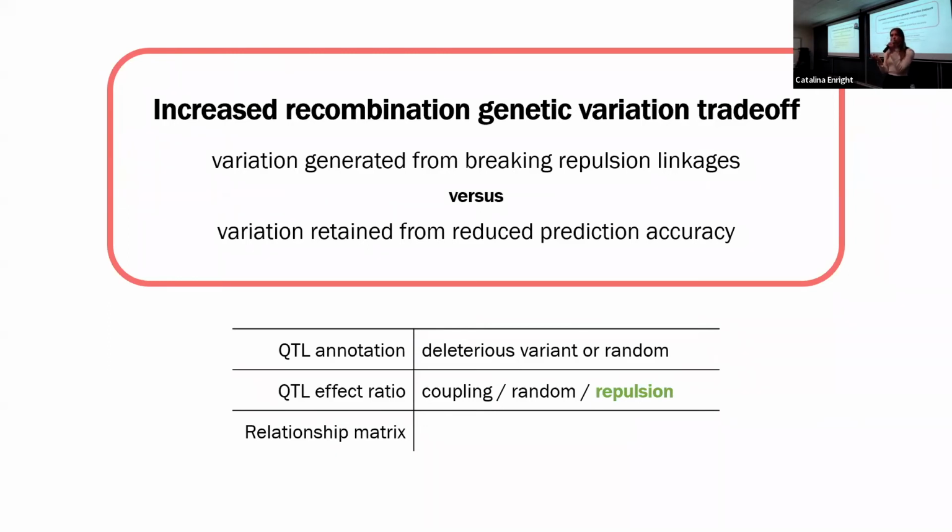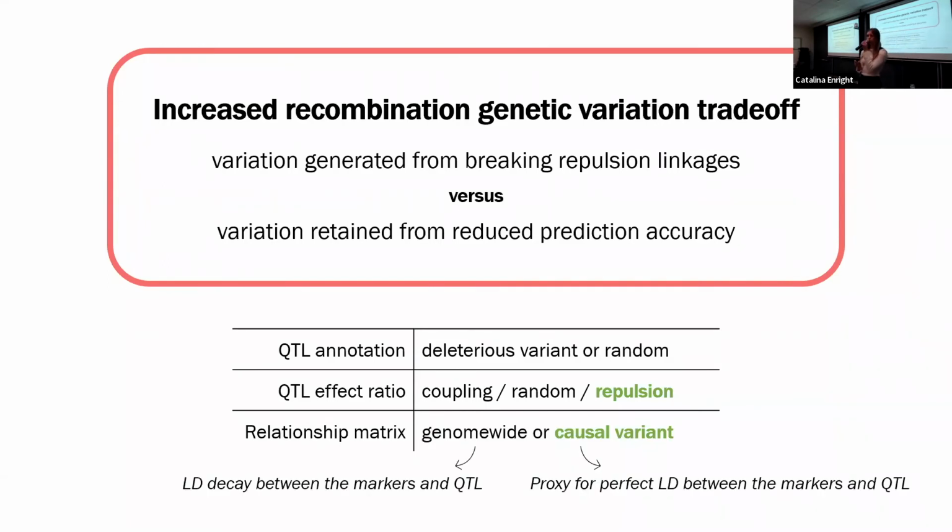Under a repulsion scenario, it's the opposite. Two QTL that are in linkage, one has the allele that you want and one has the allele that you don't want, and you need recombination to get the beneficial combination. What I want to point out here is that under coupling and random scenarios, we actually didn't see very much of a penalty under increased recombination, generally performed similar to wild type, but we only saw an increase in genetic gain and a response when we had repulsion.